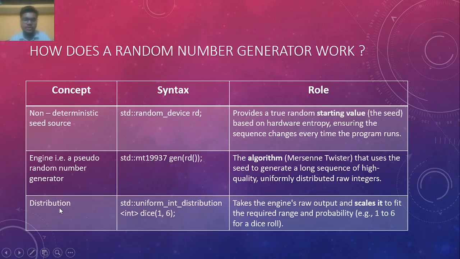Then we have distribution, which takes the engine's raw output and scales it down to fit our required range. Sometimes we don't need very high random numbers, we only need like 1 to 6 for a dice roll. So this distribution helps us to bind it into our required range.